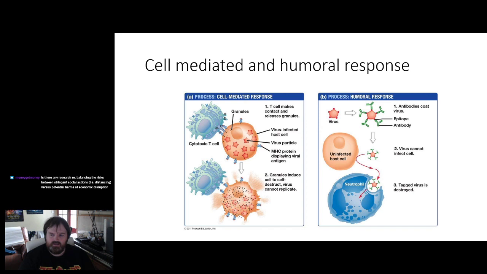And in the meantime, yeah. Is there any research rebalancing the risks between stringent social actions versus potential harms of economic disruption? That's the kind of cross-platform or cross skill set learning that will be important. Austerity costs lives too. Absolutely.